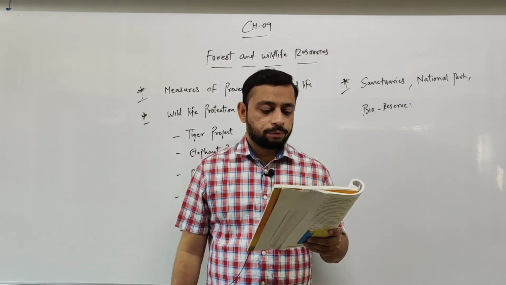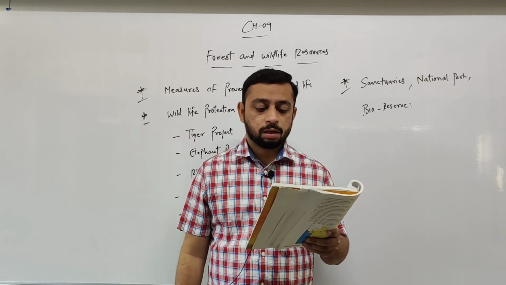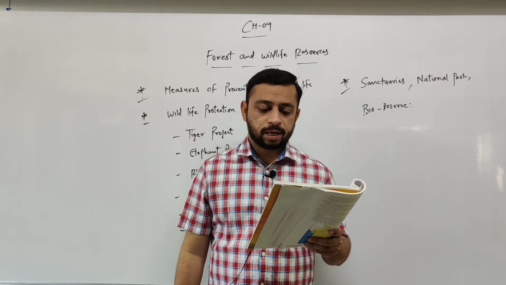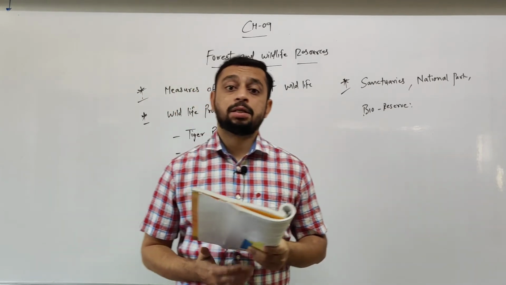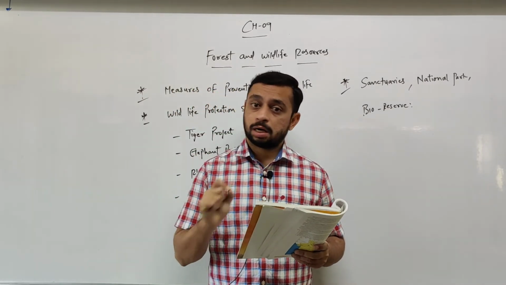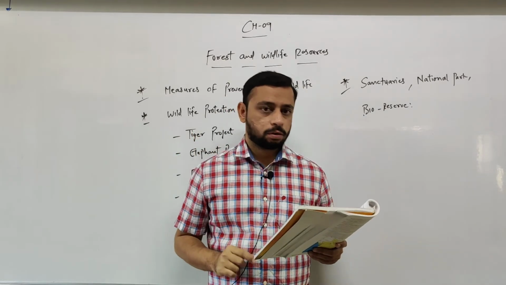Kaziranga, Corbett, Velavadar, Marine National Park, Gir, Dachigam, etc. are the important national parks. These are all names. Names of what? National parks. Underline the names. Sanctuary and national park, right?